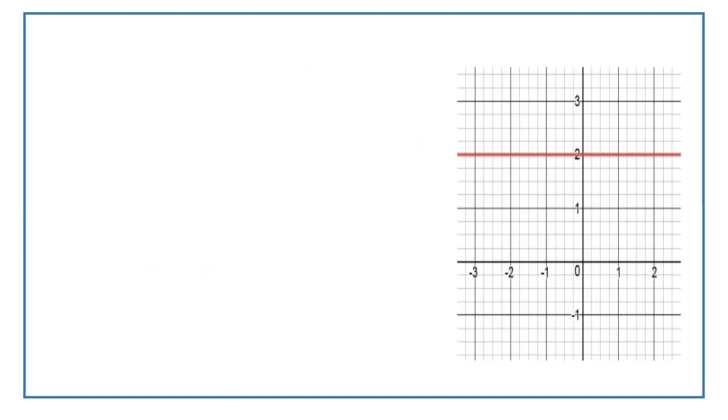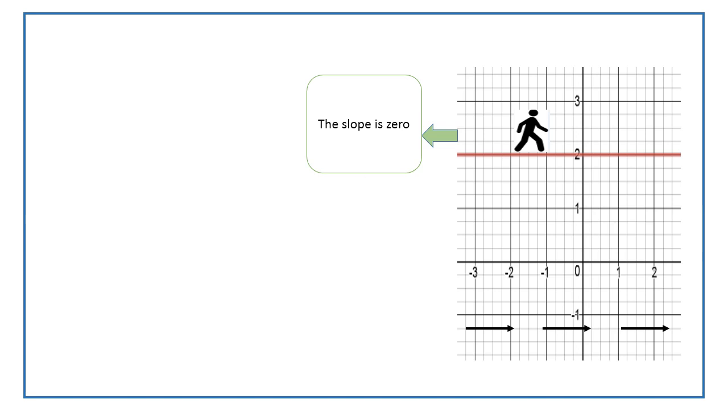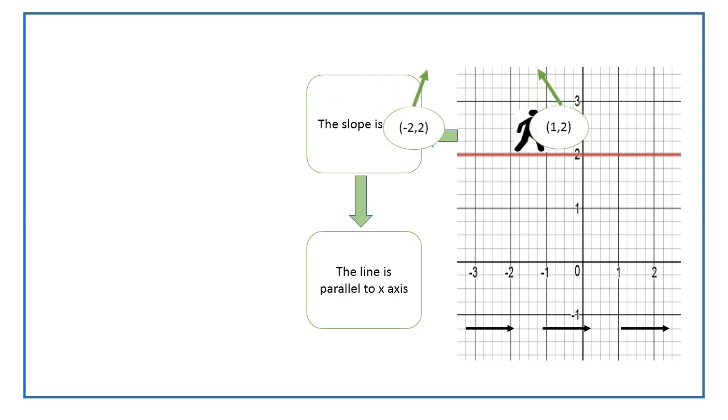Now let's take an example for the third case, and we want to write the linear equation of the figure below. Let's imagine that a man is moving from left to right. Then the man is moving straight forward. Then the slope of this line must equal 0. And it's clear that the line is parallel to the x-axis. We can calculate the slope by choosing 2 points on the line.